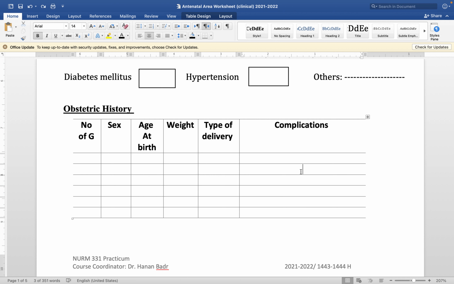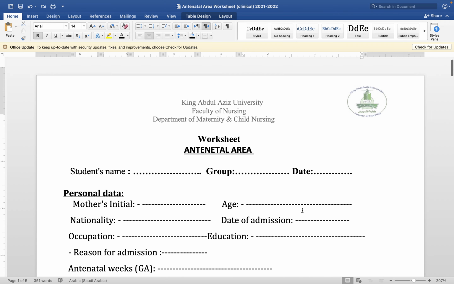Complication is so important, just to keep an eye on that patient. For example, if the mother had a postpartum hemorrhage in her previous pregnancy, she might also develop postpartum hemorrhage again, similar for preeclampsia, the same. So it just helps us to keep an eye on the patient with her current pregnancy.